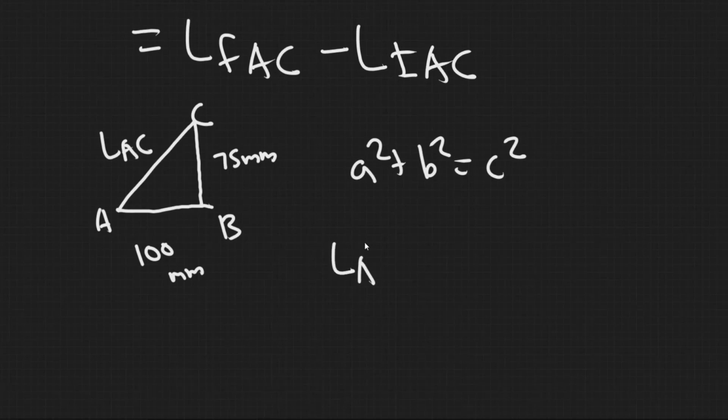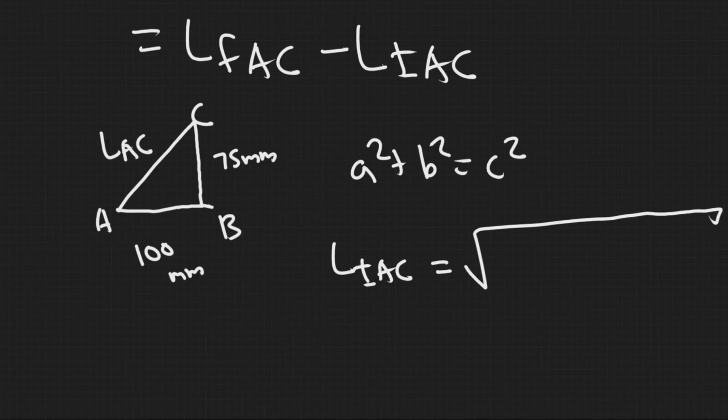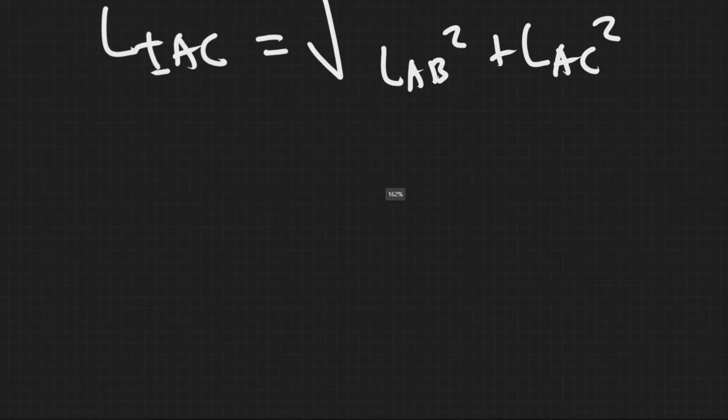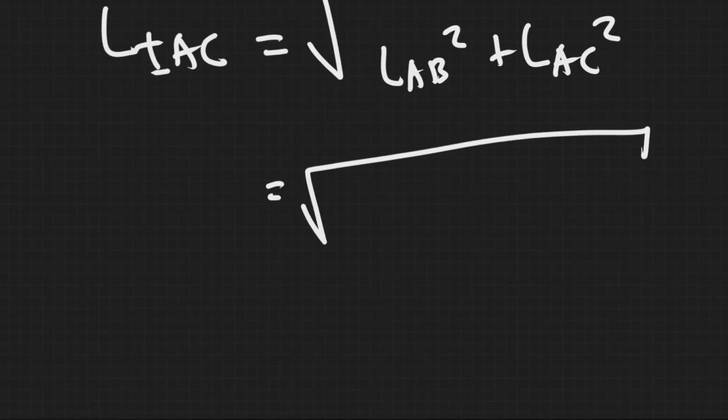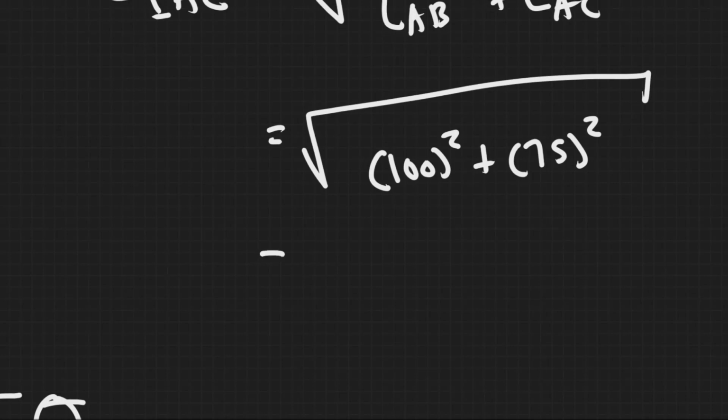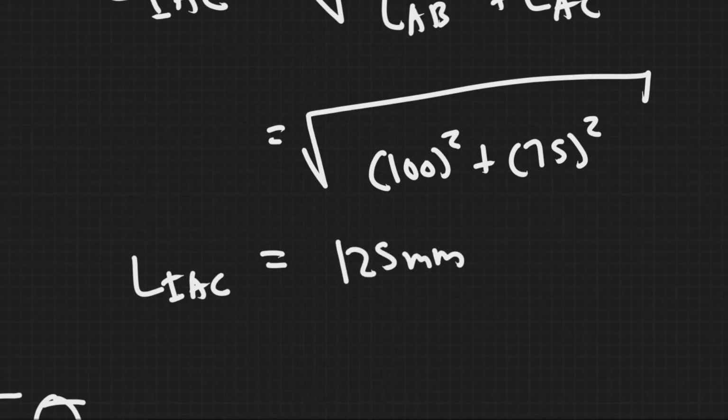So really this should tell you is L, we'll call it LIAC, once again, the initial, is equal to the square root of LAB squared plus LAC squared. So really we just want to plug them in. So let's go ahead and do that. So this is going to be the square root of LAB, which was 100 squared plus 75 squared. And then when you do this, you're just going to get LIAC, or the initial length of our diagonal, is 125 millimeters.